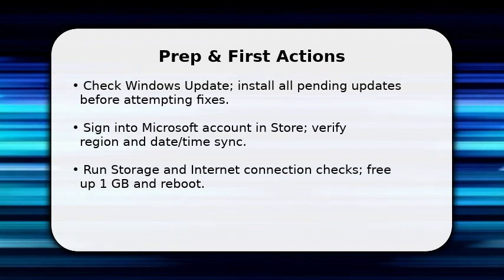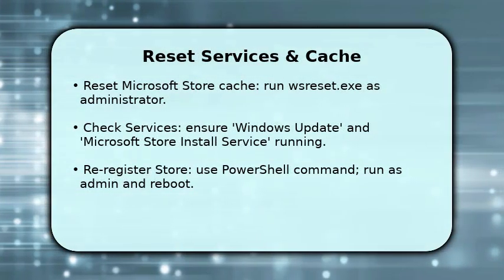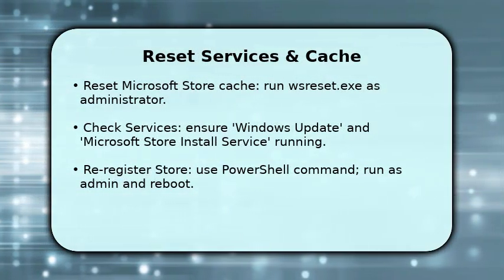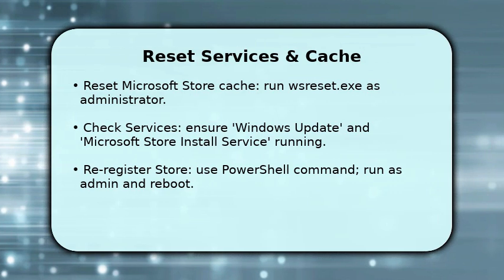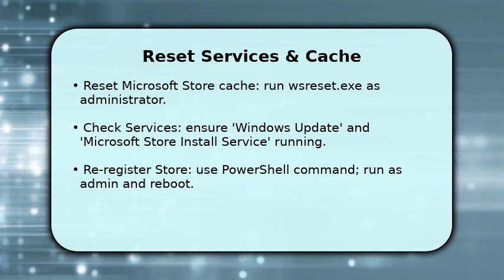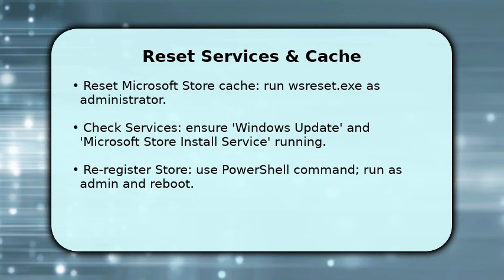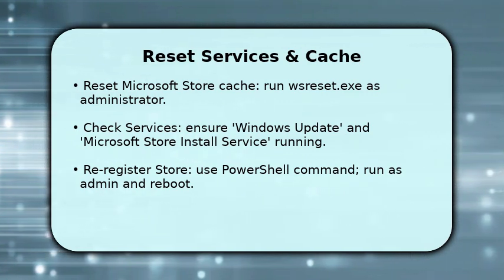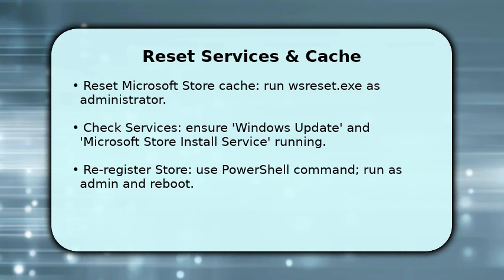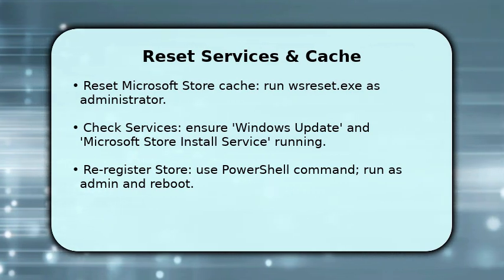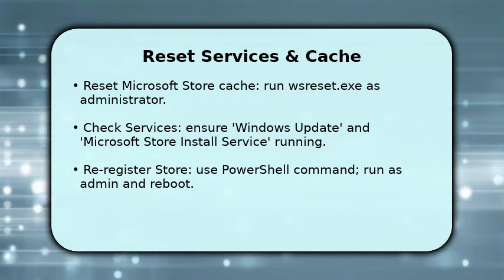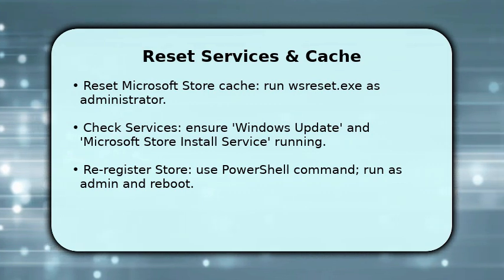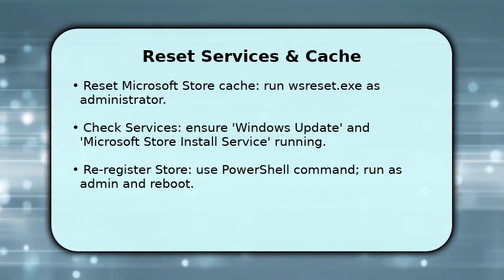Now you tackle the store itself. Run WSReset.exe to clear the store cache. This often fixes failed installs. Next, open Services and make sure Windows Update and Microsoft Store Install Service are set to manual or automatic and are running. Restarting them helps. If that fails, re-register the store by running the PowerShell command as administrator. This restores app package registrations. After re-registering, reboot to apply changes. These steps repair corrupted caches and service states that commonly trigger errors.